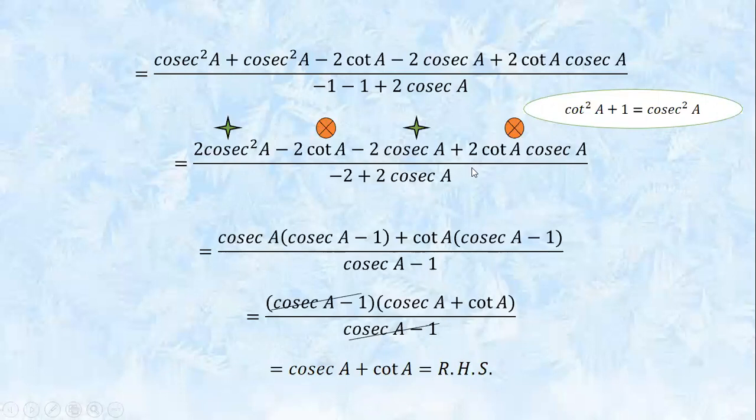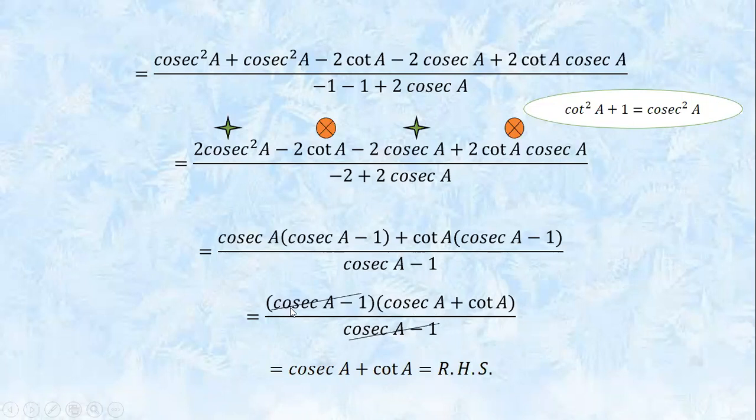Now from the numerator and denominator, we can take 2 common outside and cancel them. And we are going to group cosec square A and cosec A, cot A and cot A into cosec A. So we will get cosec A into cosec A minus 1 plus cot A into cosec A minus 1. Out of these two terms, again we can take cosec A minus 1 common out. So we are left with cosec A plus cot A divided by cosec A minus 1.